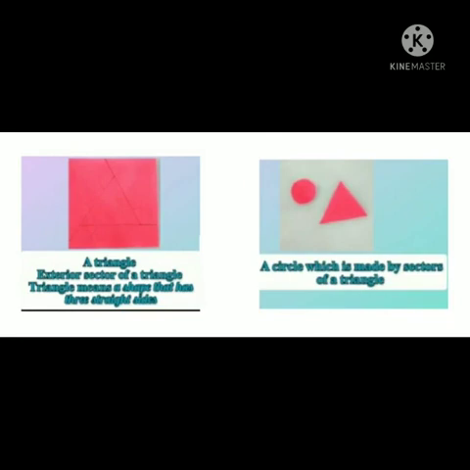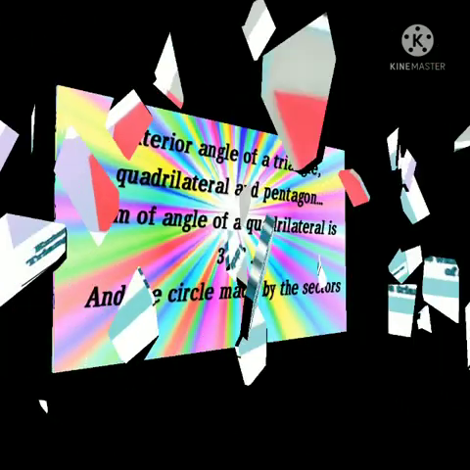So let's move to the third part. Now it's time for a triangle. I have made a triangle and the exterior sectors of the triangle. Do you know what a triangle means? A triangle is a shape that has 3 straight sides. As you can see on the right hand side of the triangle, a circle is made by the sectors of the triangle. This proves that the exterior angle sum is 360 degrees.